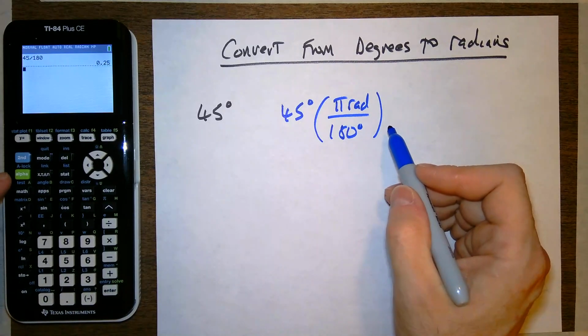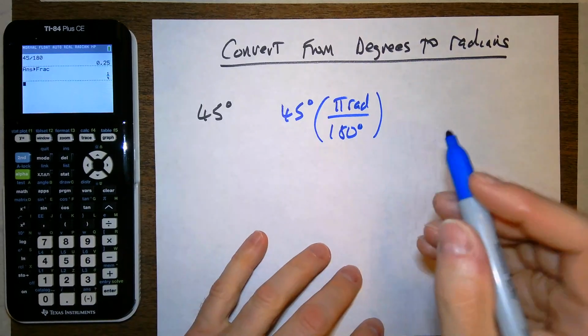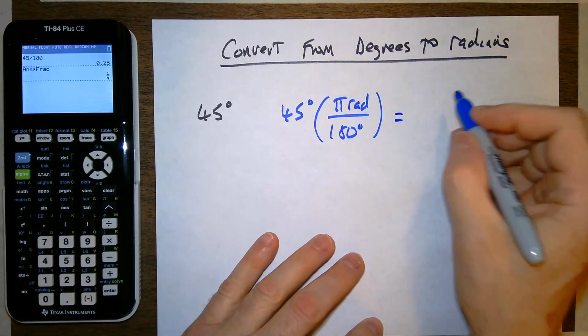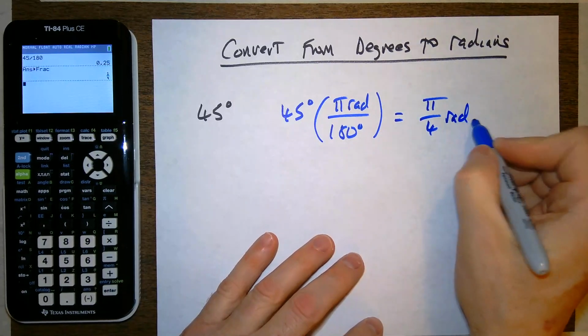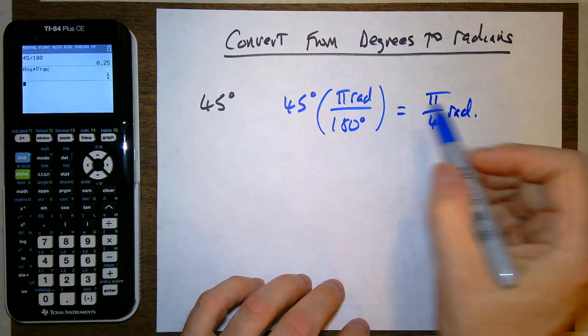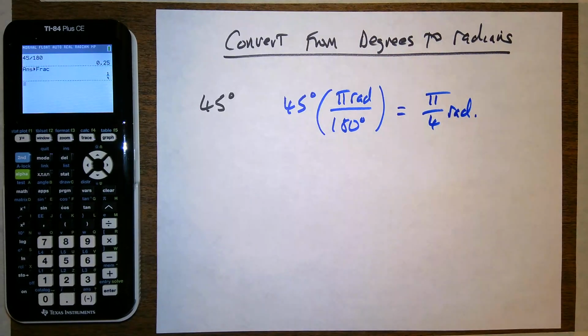I'm going to convert that to a fraction. Hit the math button, convert to fraction, 1/4 pi. The way we're going to write this, 1/4 pi, we're going to write pi over 4 radians. Later, we won't even write the radians anymore when we're using radian measures all the time.